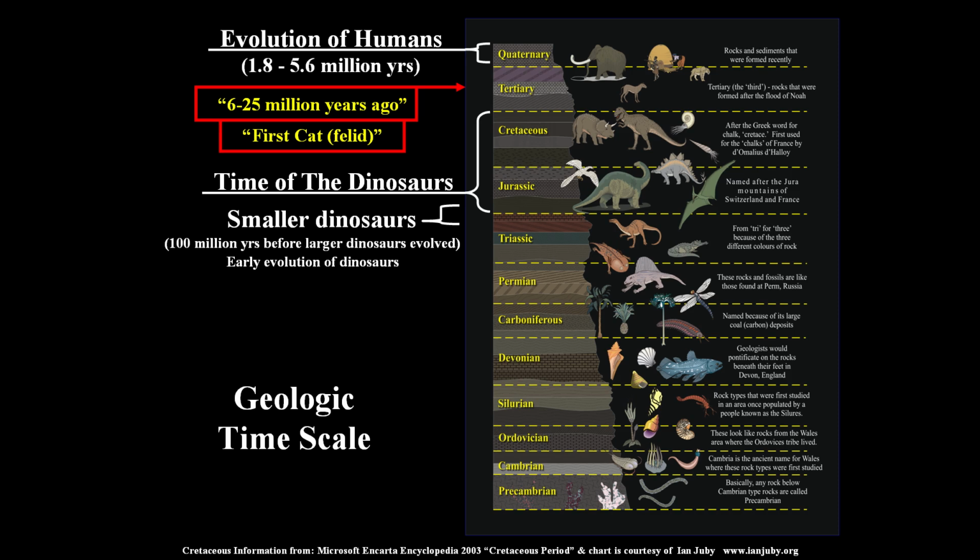And so, that's that timeline there. And then if you notice the tertiary, about in the mid-tertiary, you got 6 to 25 million years ago is when the first cat started evolving.